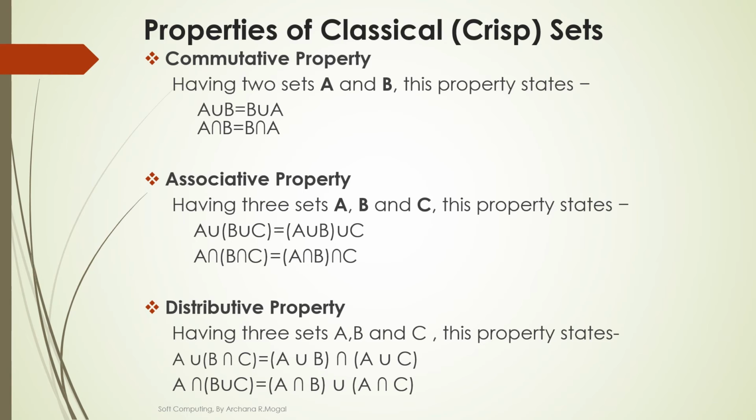Then the third property is the distributive property. If there are three sets A, B and C, then this property states that A union (B intersection C) is equal to (A union B) intersection (A union C), and A intersection (B union C) is equal to (A intersection B) union (A intersection C).